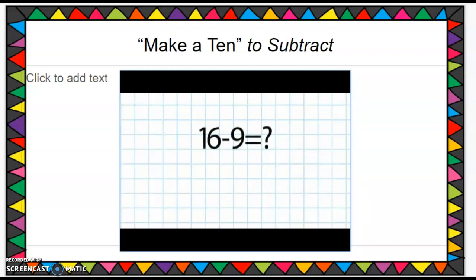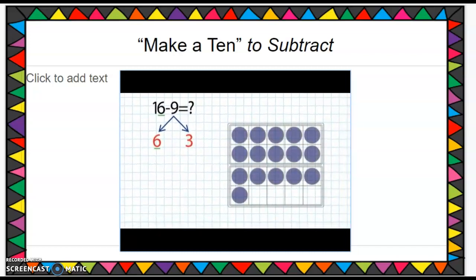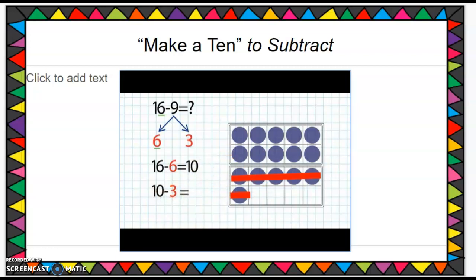16 minus 9. What 2 numbers can I break 9 into? I'm going to do a 6, so that way I can get to 10 quickly, and 3. So 6 and 3 make 9. So I'm going to do 16 minus 6 is 10. Remember, I want to get to 10. And then I'm going to do 10 minus 3 equals 7. So 16 minus 9 equals 7.